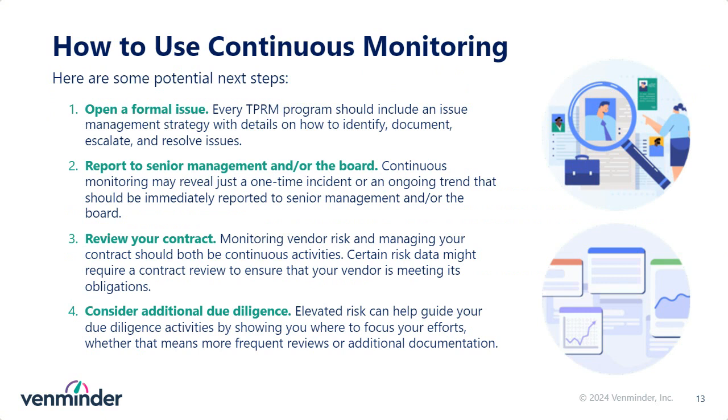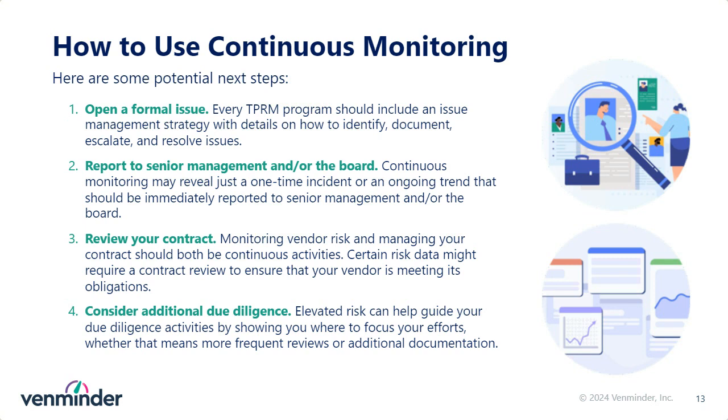So let's now turn our focus on what to do with what you have learned, or actually how to use continuous monitoring. If you've uncovered a concern or an issue, you should open a formal issue or case, or whatever you might call it in your organization. Regardless of how you do it or what you call it, every third-party risk management program should include an issue management strategy with details on how to identify, document, escalate, and resolve issues that you've uncovered. Then you want to report that issue to senior management or the board, and how far up you go that ladder depends on your organization's governance program, which should outline what types of issues are to be reported and to whom.